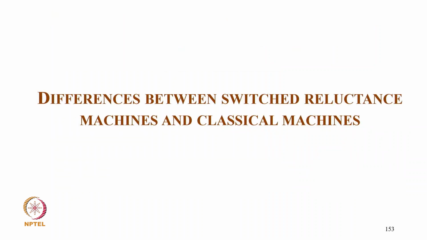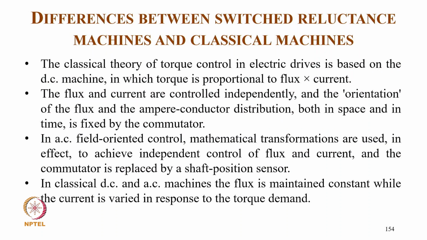Now coming to differences between the reluctance motor and the classical machines. The classical machine theory of torque control in electric drives is based on the DC machine, in which the torque is proportional to flux times current. The flux and current are controlled independently, and the orientation of flux and the ampere conductor distribution, both in space and in time, is fixed by the commutator. And in AC field-oriented machine control, mathematical transformations are used to achieve the independent control of flux and current, and the commutator is replaced by the soft position sensor.